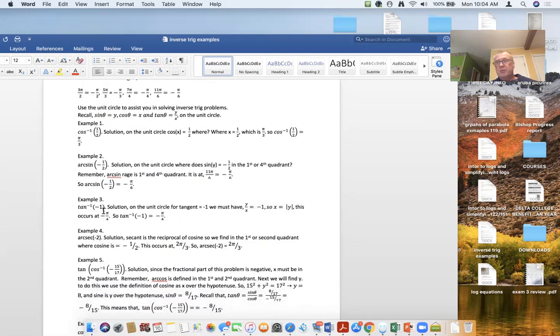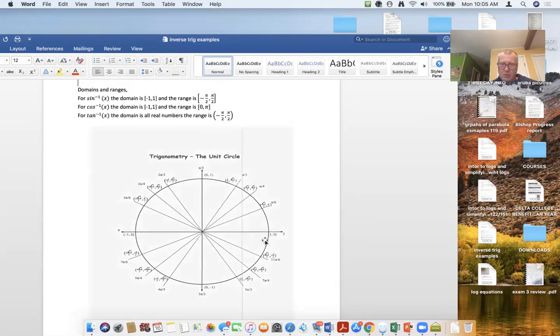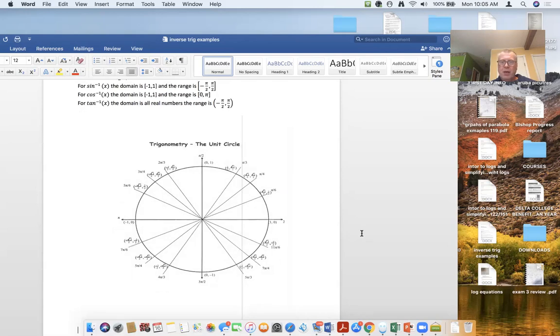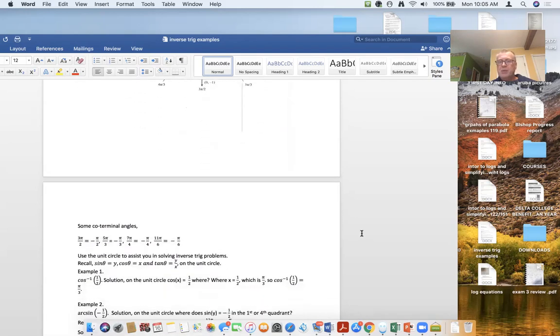Tangent inverse of minus 1. Remember, tangent is y over x, so that means the y and the x have to be almost the same, except one of them has to have a different sign. So since tangent inverse is defined in the fourth and first quadrant, we're going to look for a place in the fourth quadrant, because it's negative, where x and y are almost the same, except they have a different sign. One's positive and the other's negative, and that's here at 7 pi over 4. That's coterminal or coangular with minus pi over 4.